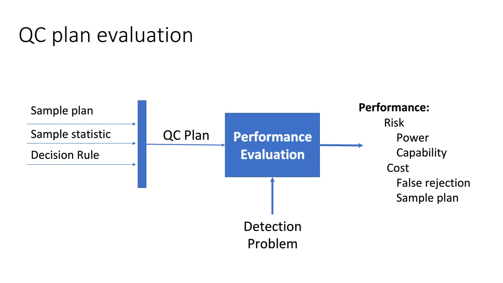In the lab industry, we generally compare the performance of 5 or so QC plans for detecting shifts of a particular size. The performance of a QC plan is evaluated in terms of risk and cost. With risk, first look at the ability to detect unacceptable results, which is statistical power, and then when the process is in control, we evaluate capability. Then we look at cost, the cost associated with false rejections and the cost of the sampling plan. So let's see how this is done.